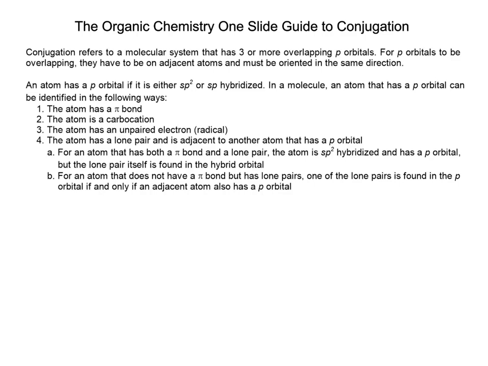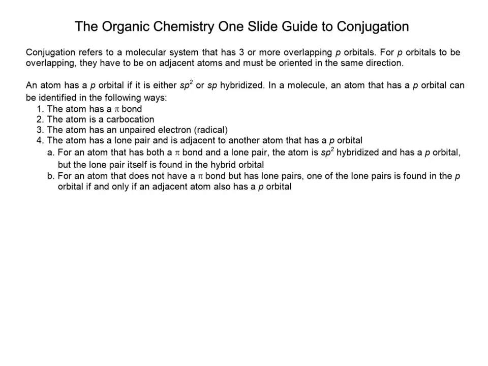In a molecule, an atom that has a p orbital can be identified in the following ways. 1. The atom has a pi bond. 2. The atom is a carbocation. 3. The atom has an unpaired electron, also known as a radical. Or 4. The atom has a lone pair and is adjacent to another atom that has a p orbital. Now this can use some further description.